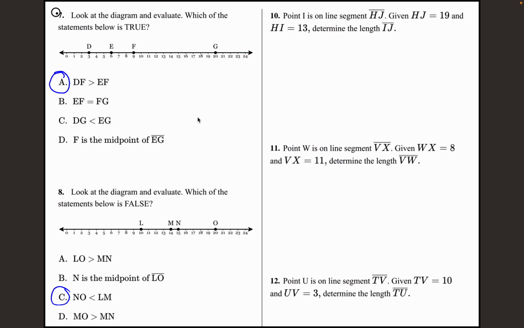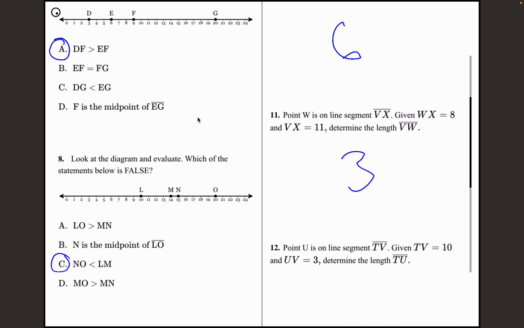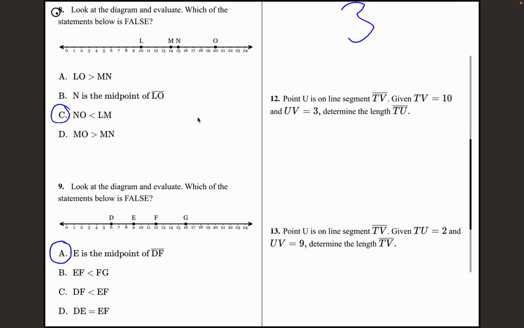All right, who can tell me what they got for 10? Yeah. IJ is 6. Do we all get 6? Okay, what about 11? Someone else. You got it? 3. Do we all get 3? Okay, who can tell me what they got for 12? Rocco? G equals 7? Is that what we got? All right. We're going to skip 13.